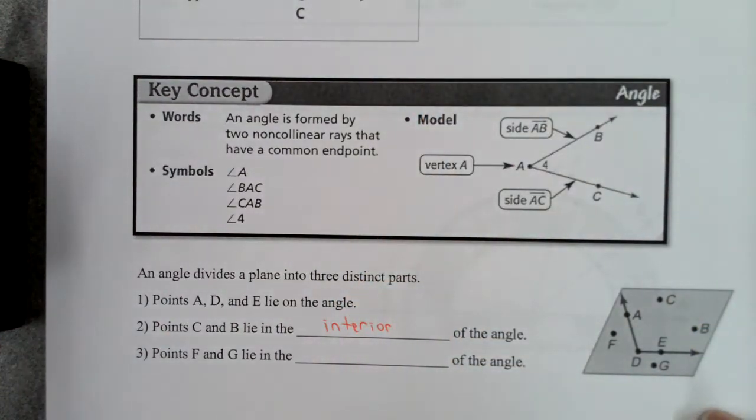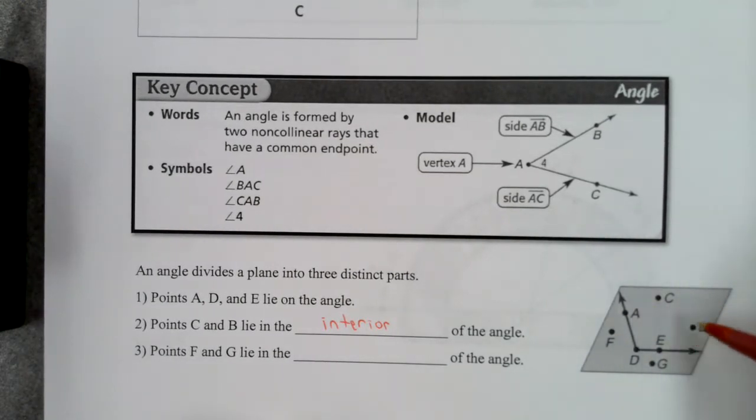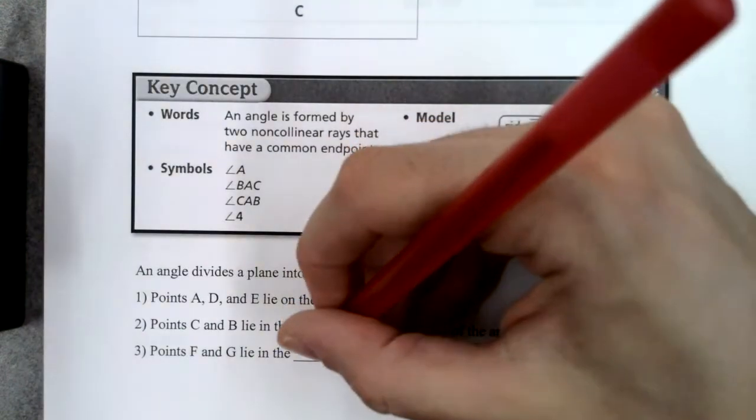Like an interior decorator decorates the inside of your house. B and C lie inside the angle. That's called the interior of the angle. And points F and G in this case lie outside the angle. That's called the exterior.